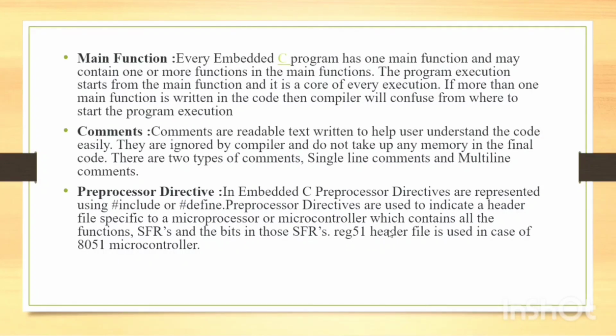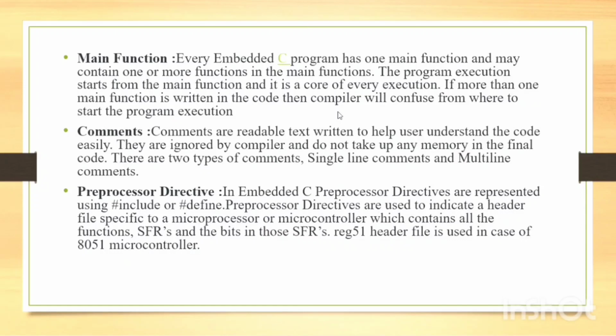We have the main function. Every embedded C program has one main function and may contain one or more other functions. The program execution starts from the main function and it is the core of every execution. If more than one main function is written in the code, then the compiler will be confused about where to start the program. So we need to write only one main function. Then the compiler will compile the program from the main function. If we write the main function multiple times, the compiler will be confused about where to start the execution.